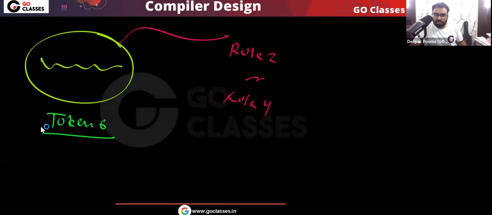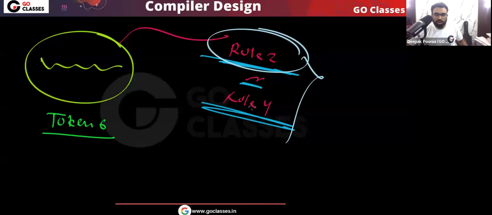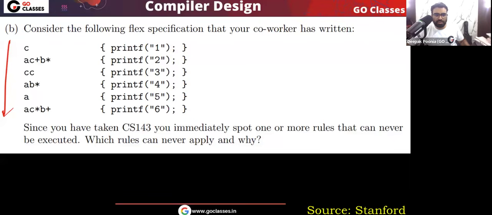For this string, you want to generate token 6 because it is matching rule 6. Immediately I will say that because it is matching rule 6, it is also matching rule 2 or rule 4, at least one of them. So because of priority, you will use rule 2 or rule 4. You will never use rule 6. You will never generate token 6. That's it. So you can see that I can also delete rule 6.